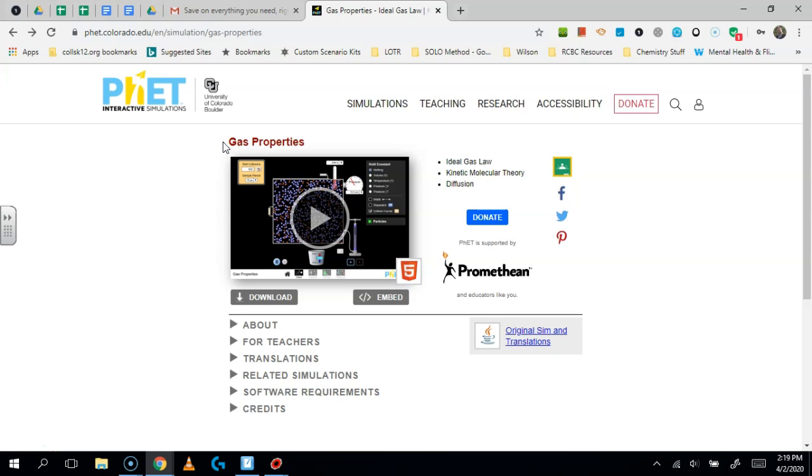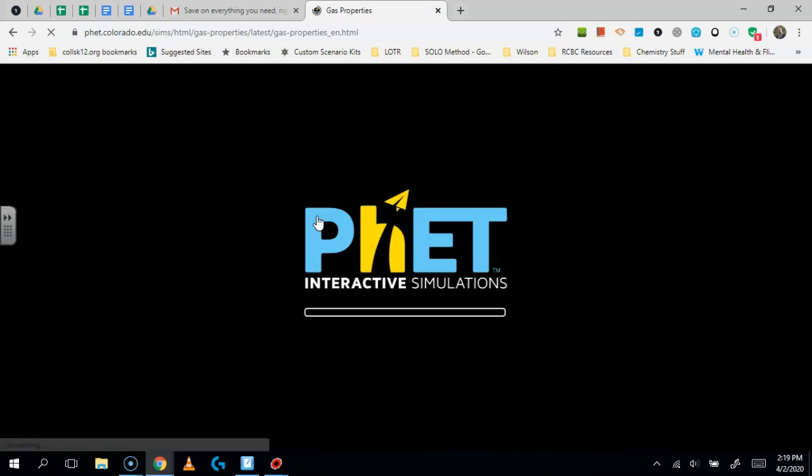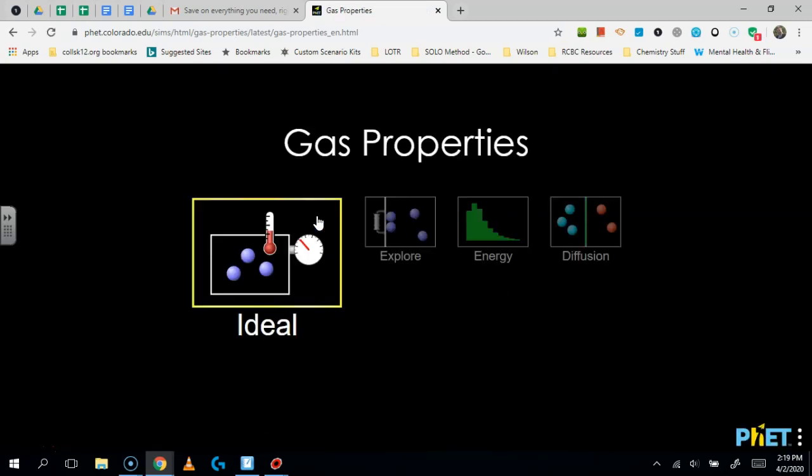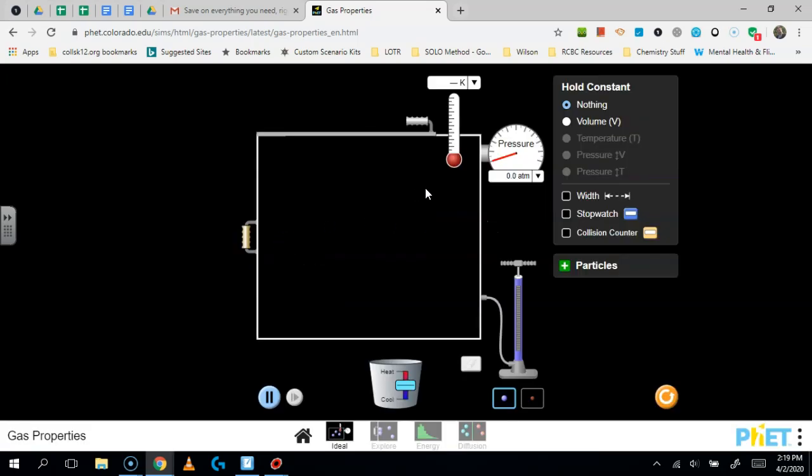So you can use the link, or you can go to this website right here, and then you can click on gas properties. Now, here's what we're going to do. I'm going to ask you to talk about pressure and how it affects temperature and volume of a gas, but I'm going to show you how to do this with temperature. I'm going to show you what we're doing here.